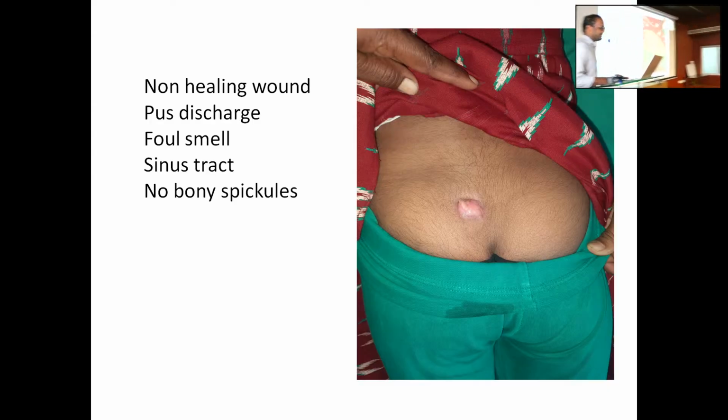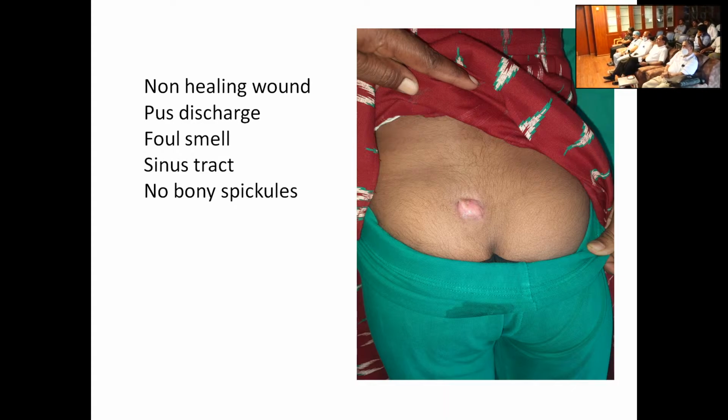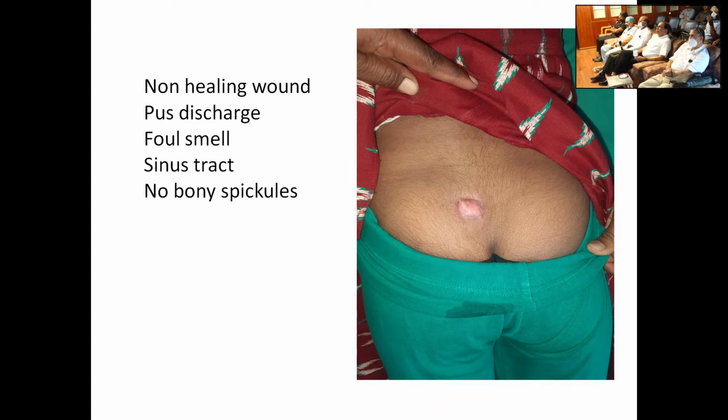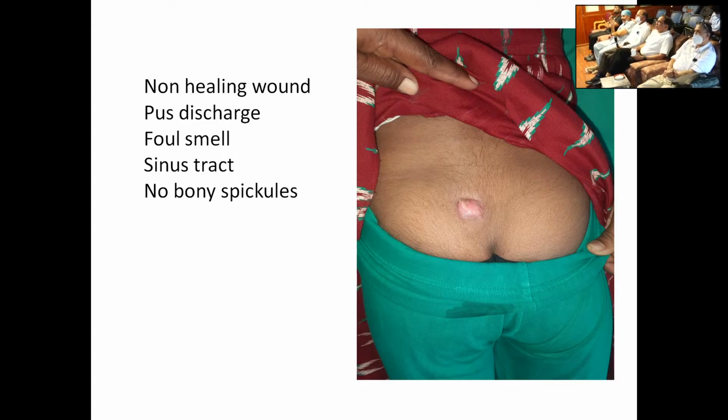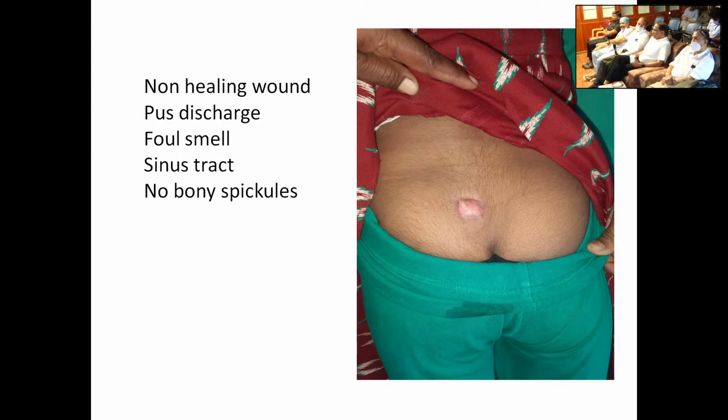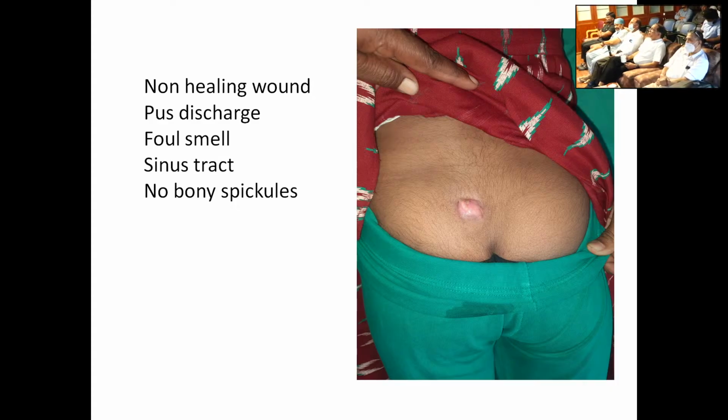Surroundings normal, sir. Local rise of temperature? No, around the sinus there is copious purulent discharge. And is it adherent to the underlying bone? Yes, sir. Puckered sinus tract? Yes, sir.